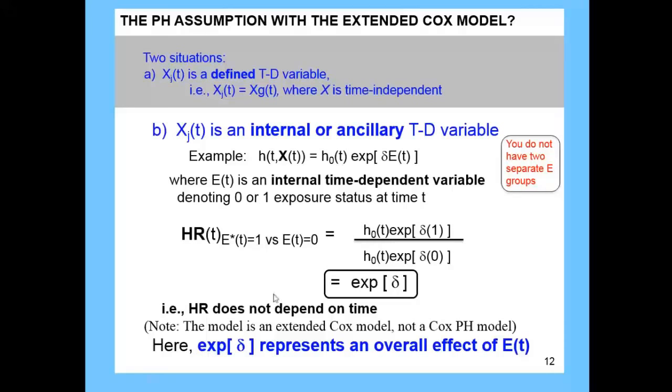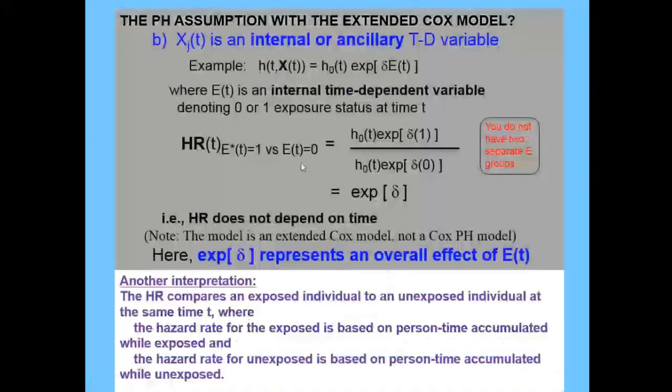So even though you could say the hazard ratio is constant over time, it really means something different than it would mean if E of t was being replaced by a time-independent variable. It means something different. So, in fact, let's look at one other example here. Well, another way to say this is that the hazard ratio compares an exposed individual to an unexposed individual at the same time t, where the hazard rate for exposed is based on person time accumulated while exposed, and the hazard rate for unexposed is based on the person time accumulated while unexposed.